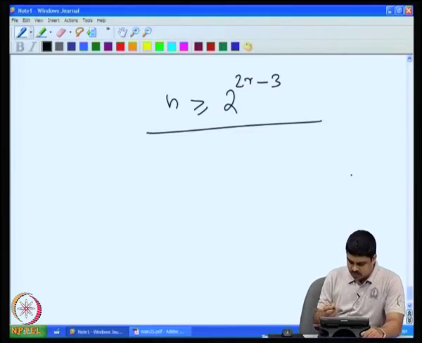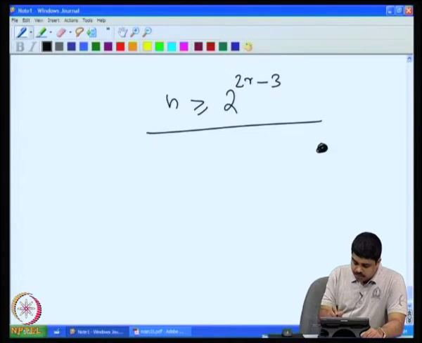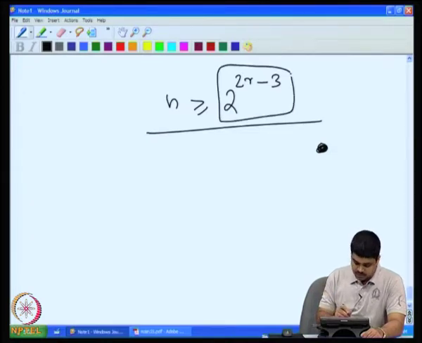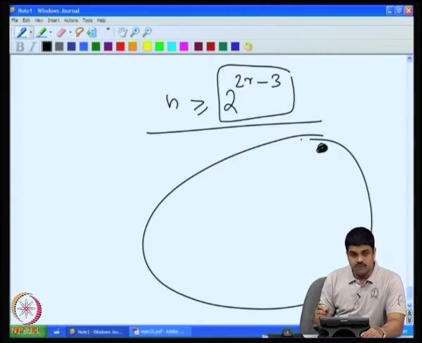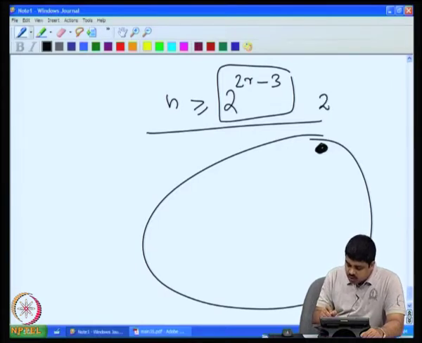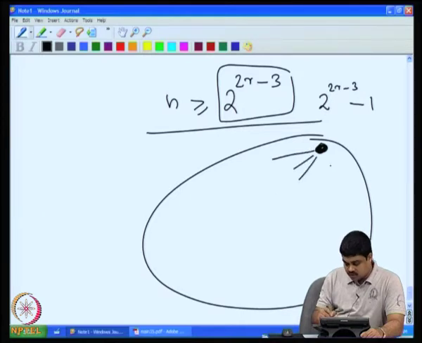Why do we think like that? For instance, we can consider a vertex. First, from the given graph G, pick up 2 raised to 2r minus 3 vertices. This is the set of 2 raised to 2r minus 3 vertices, and now let this be a special vertex. Now what we will do is, the remaining 2 raised to 2r minus 3 minus 1 vertices, we will group into 2 categories: the ones which are adjacent to it, and the ones which are non adjacent to it.